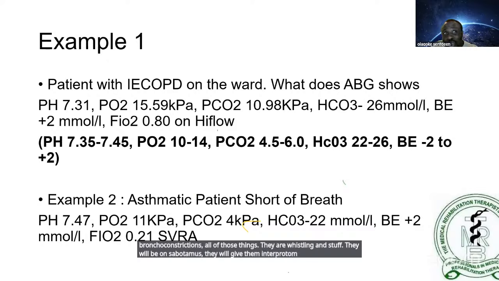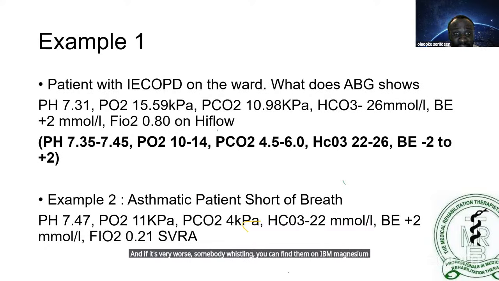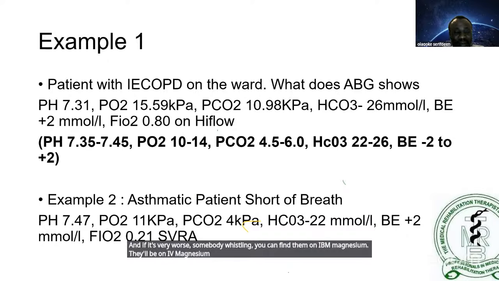Physios, we need to know those drugs. We need to know them. Sometimes you can go to the bedside and see somebody whistling, and you just need to medicate. Oh, this person, I don't know, but this person is whistling. Oh, can you get them on salbutamol? Don't do that. Anybody can pick up. But at the same time, we need to know certain medications, ipratropium and so on. And if it's very poor, somebody whistling, you can find them on IV magnesium, just to ease their breathing.